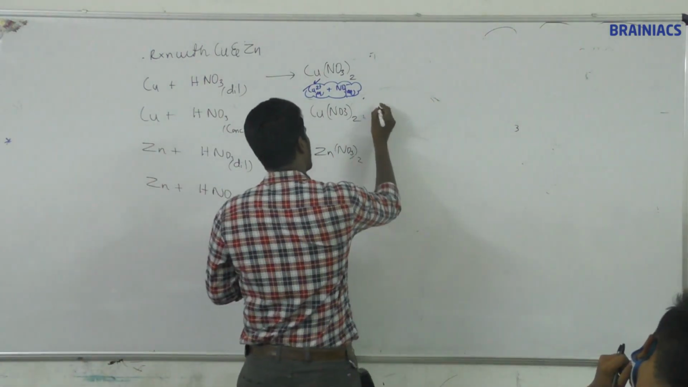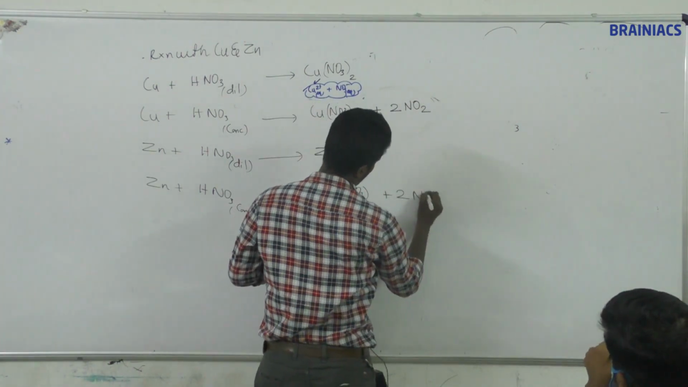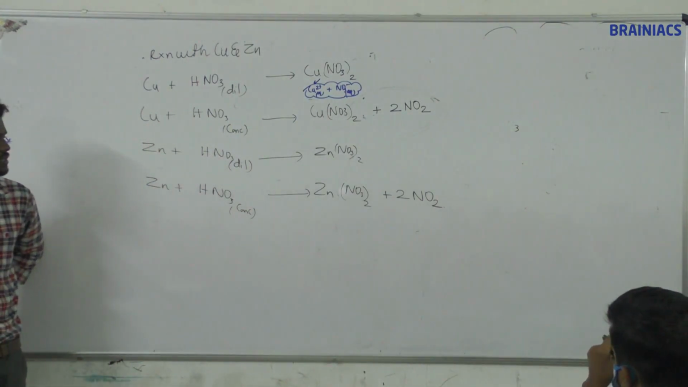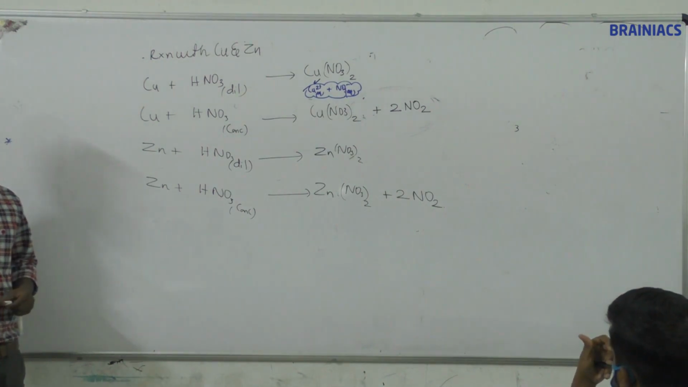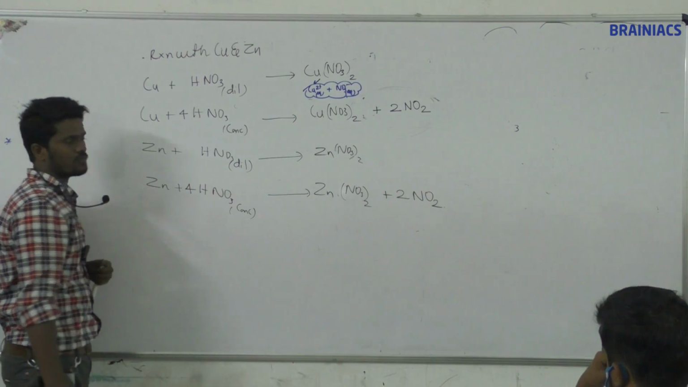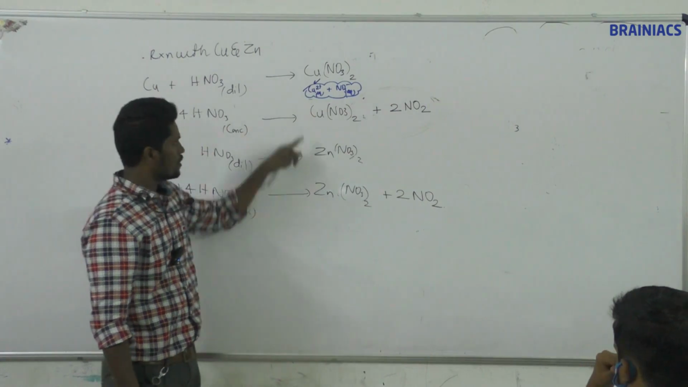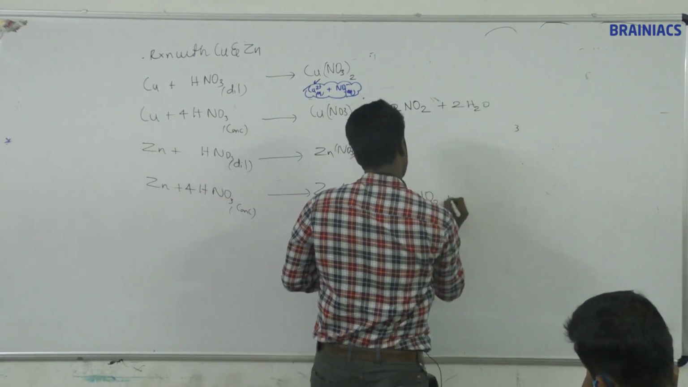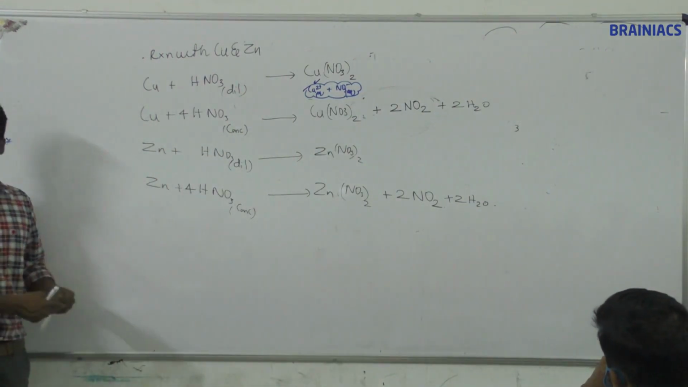what is the product here? 2NO2. What is the product formed here? 2NO2. Okay, so copper is treated with concentrated HNO3 and zinc is reacted with concentrated HNO3. What is the product formed here? 2NO2. And the stoichiometry is also the same, Cu plus 4HNO3 and Zn plus 4HNO3. So the products are Zn(NO3)2 and 2NO2, Cu(NO3)2 and 2NO2, plus 2H2O. So it is the reaction for copper and zinc with concentrated HNO3.